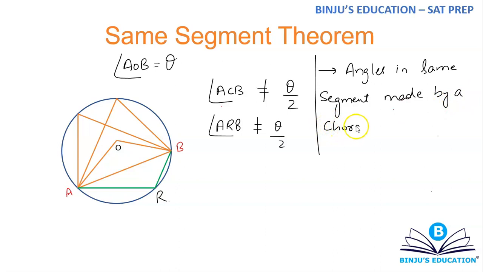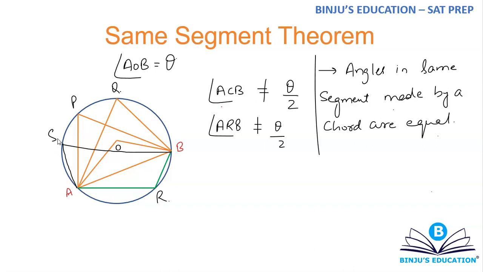Made by a chord are equal. So you can say that angle APB is equal to angle AQB. Or, for example, if you draw any third chord also, let's say something like this, and this point is S, that will also be equal to angle ASB. So angles in the same segment made by a chord are always equal. That's why this theorem is known as the same segment theorem: the angles in the same segment are always equal.